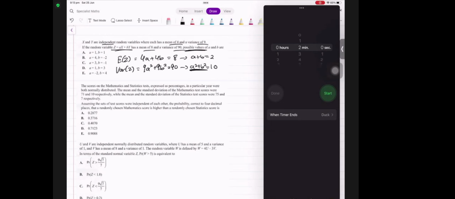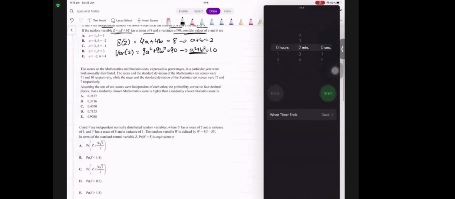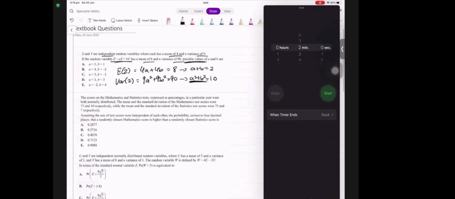I'll quickly solve that simultaneously on my CAS. So a plus b is equal to 2, and a squared plus b squared equal to 10. Okay, so these are the options you get: a is equal to -1, b is equal to 3, or a is equal to 3, b is equal to -1. The way I put it into the CAS was like this. And you can see the only option there would be C.